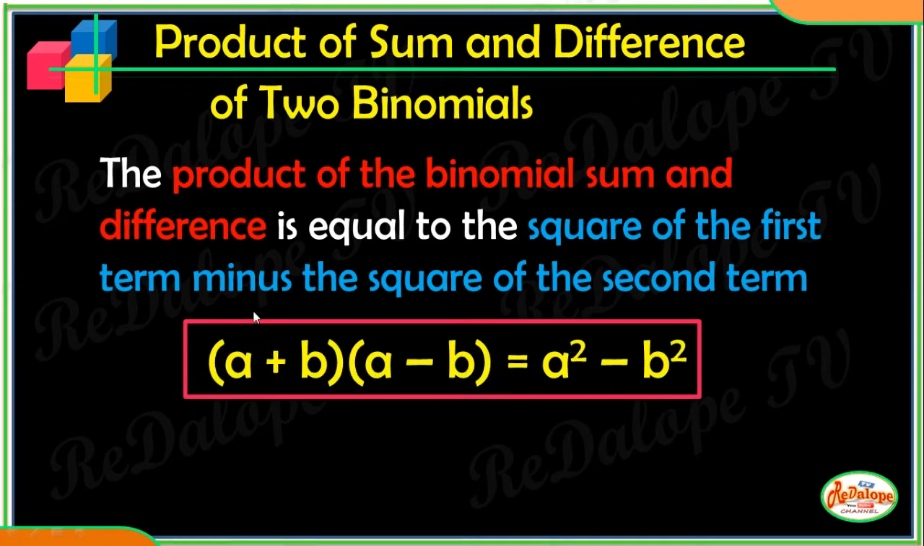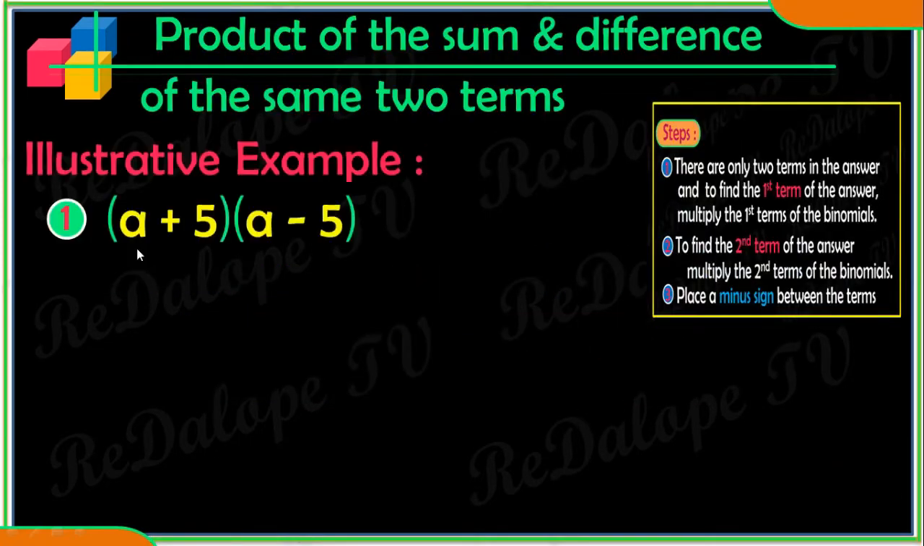Just simply multiply the first term and that becomes a squared. Multiply the second term and that becomes b squared. So positive multiplied by negative, so the sign between the given two terms in the answer is simply negative. So let us have an example. A plus b multiplied by a minus b.